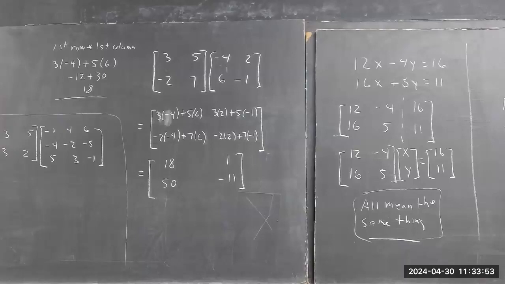Now, if you can multiply the rows by the columns, then you can multiply the matrices. And you want to multiply every row by every column and put it where you think it belongs.